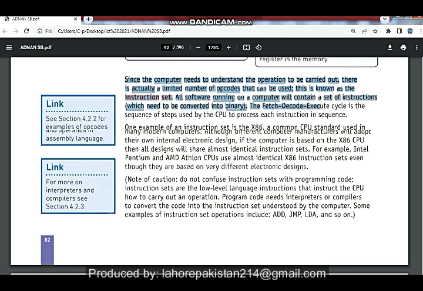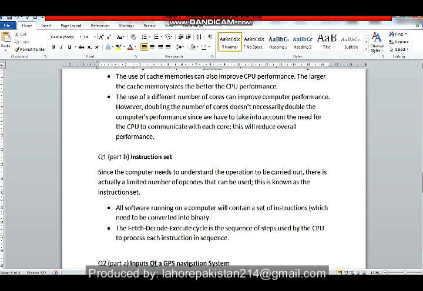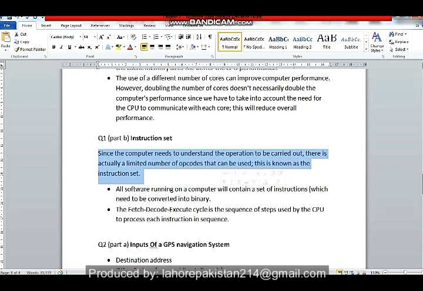I have taken the answer from here, but I have divided it into points: the computer needs to perform operations, which are saved in the form of assembly language inside the CPU. And the CPU fetches instructions from the computer and from all the parts of the computer. It decodes them, translates them, and then executes them, acts upon them. So this is the instruction set.